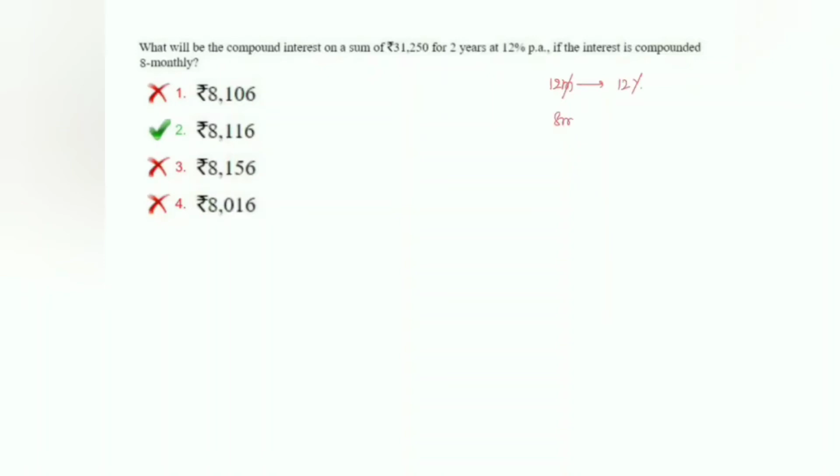If it is 8 months, the percentage will be 8%. 8% means 108 by 100. And how many months? 24 months by 8 months. You have to do it 3 times. So you get a fraction like 27 by 25 whole cube, which means if you invest 25 cube, you will get 27 cube, but the interest is 27 cube minus 25 cube.